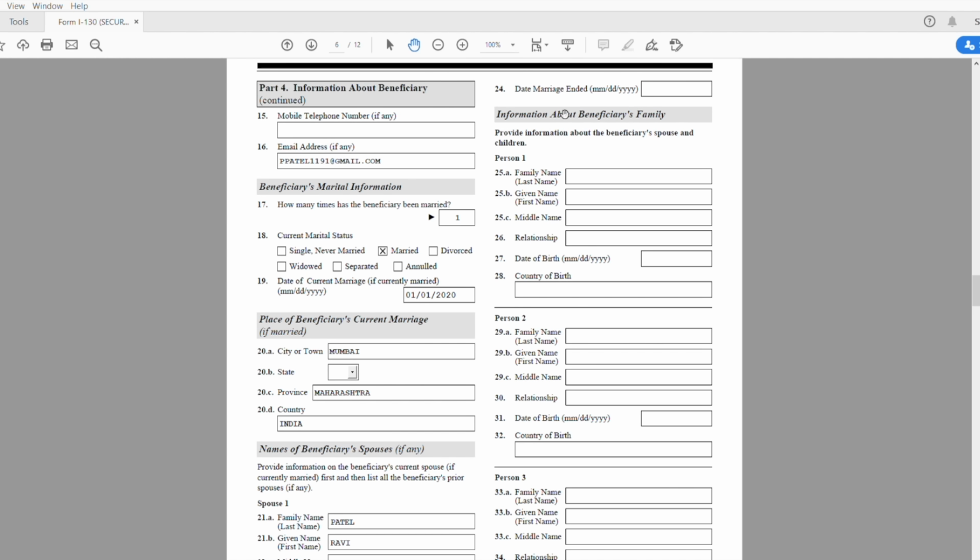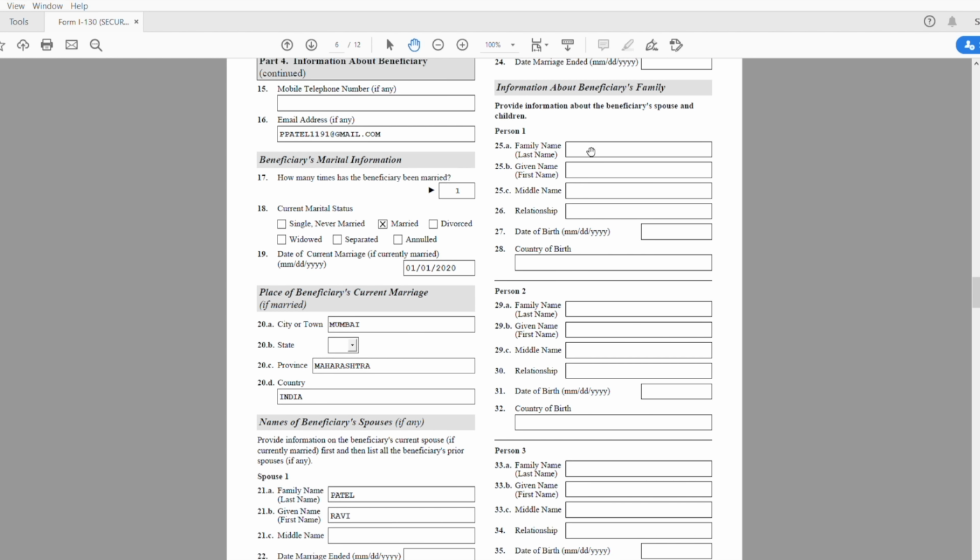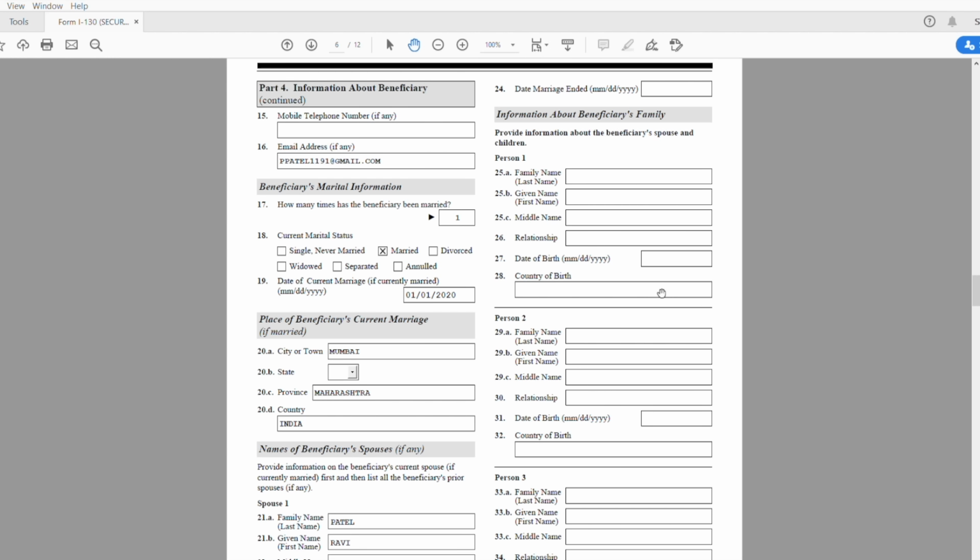Now, information about the beneficiary's family. Provide information about the beneficiary's spouse and add children. So, this may seem redundant, but we will have to put in the petitioner spouse's information again here. So we start with the spouse, Ravi Patel, no middle name, date of birth, and the country of birth.